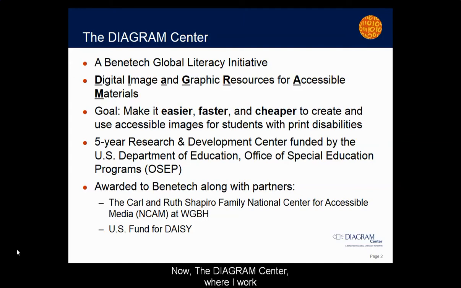Now, the Diagram Center, where I work, is a partnership of Benetech, the National Center for Accessible Media at WGBH in Boston, and the U.S. Fund for DAISY. We're funded by the U.S. Office of Special Education Projects, otherwise known as OSEP, and our goal is to make it easier, faster, and cheaper to create and use accessible images.